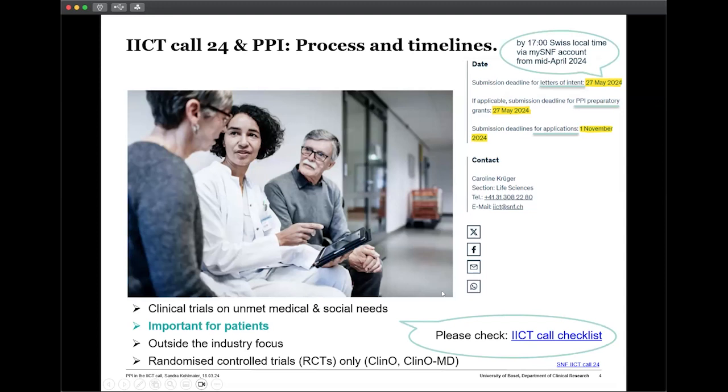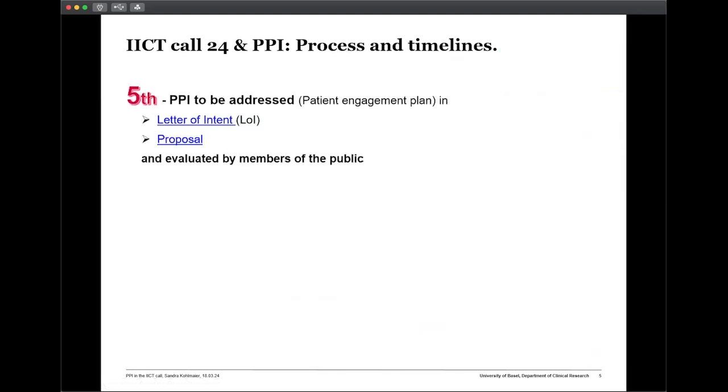It's also important that you submit by 5 in the evening, Swiss local time. And if you don't have a MySNF account, please make sure that you have this account registered beforehand. It might take 1 week to get an account. It will be open for submission from mid-April 2024.